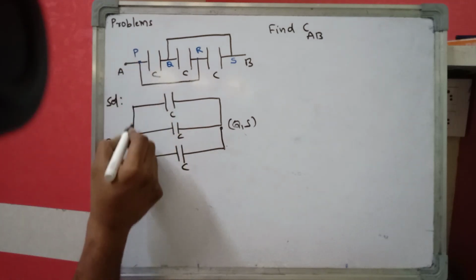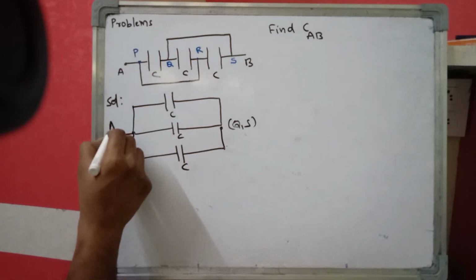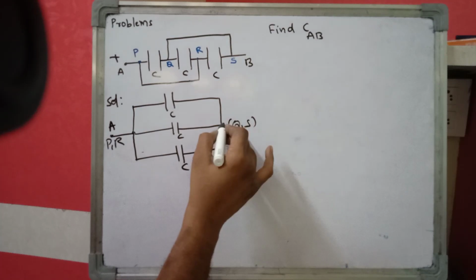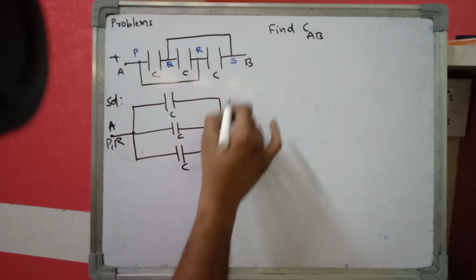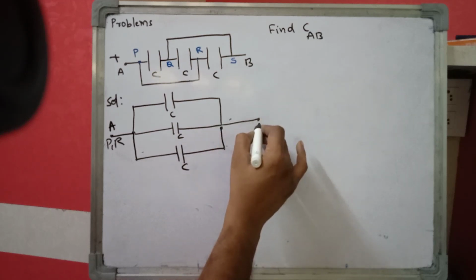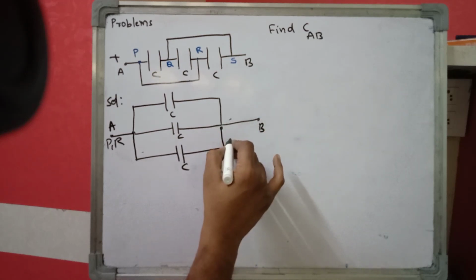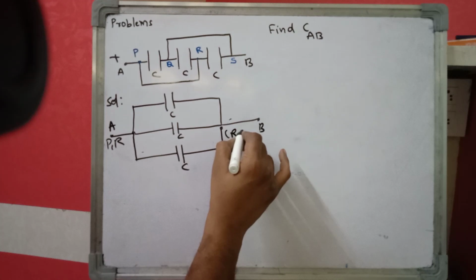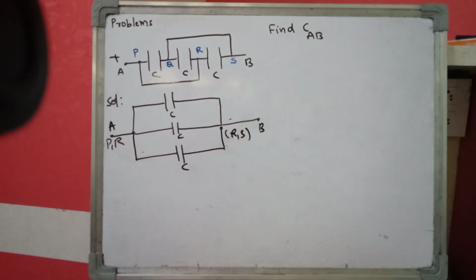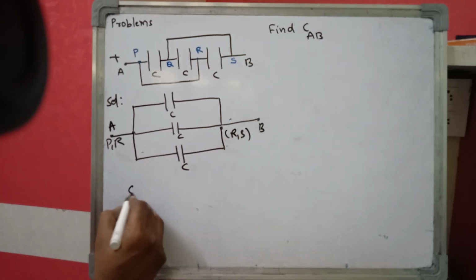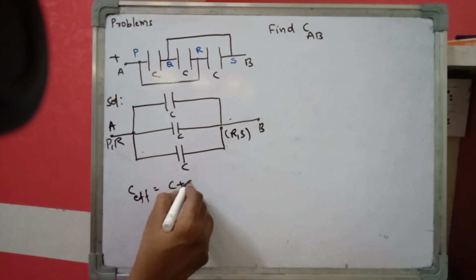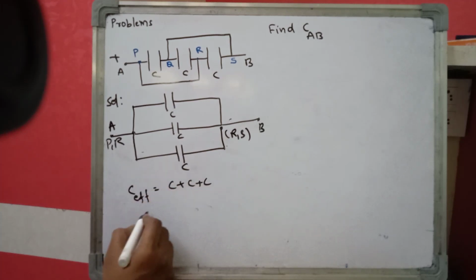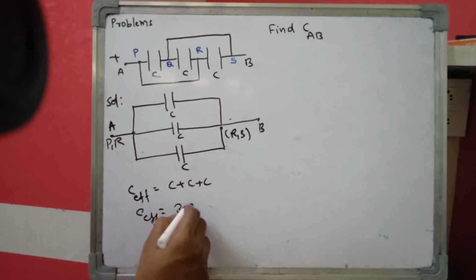P is connected to which terminal? Positive terminal of the battery. And S is connected to which terminal? Negative terminal of the battery. So all capacitors are connected in parallel. Then C effective is equal to C plus C plus C. Then C effective is equal to 3C.